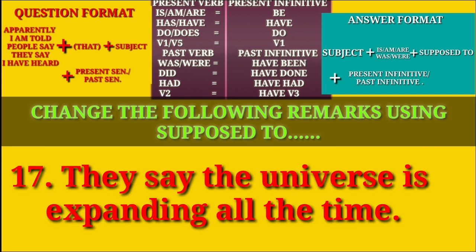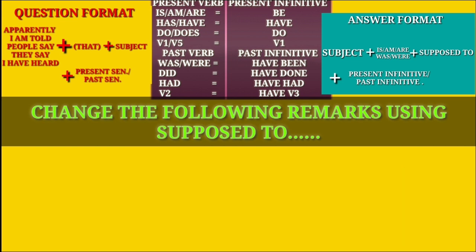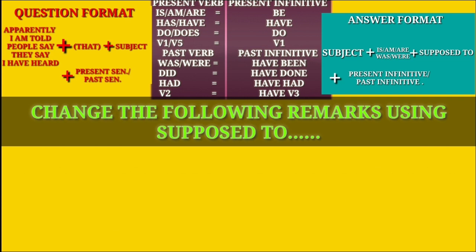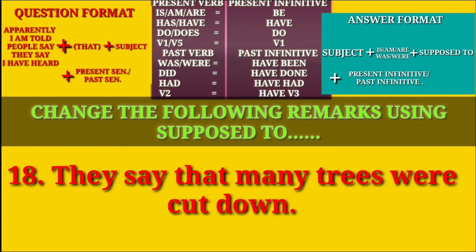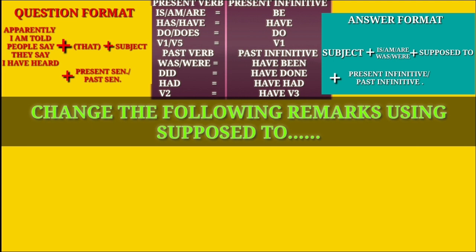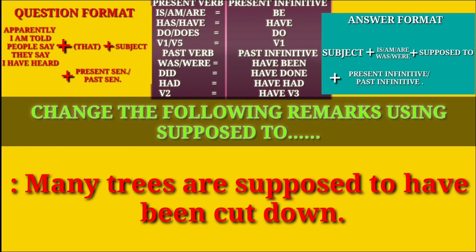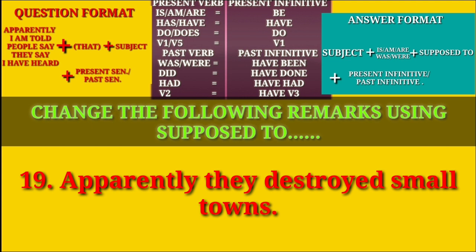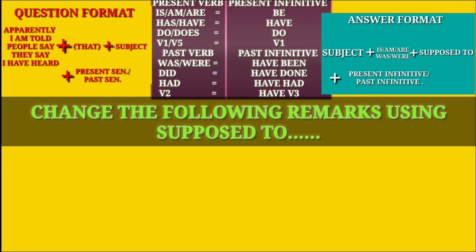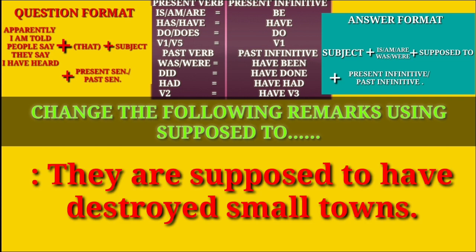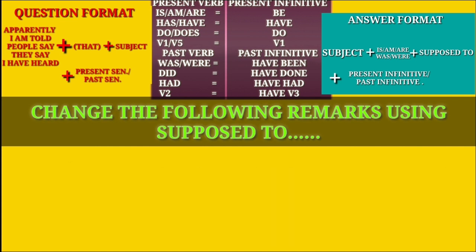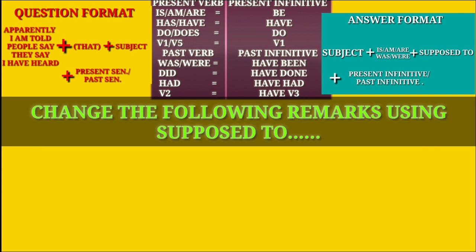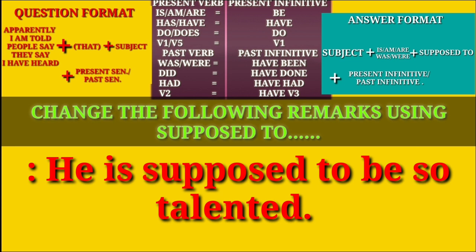Question number 17. They say the universe is expanding all the time, and the answer is the universe is supposed to be expanding all the time. Question number 18. They say that many trees were cut down, and the answer is many trees are supposed to have been cut down. Question number 19. Apparently, they destroyed small towns, and the answer is they are supposed to have destroyed small towns. Question number 20. They say that he is so talented, and the answer is he is supposed to be so talented.